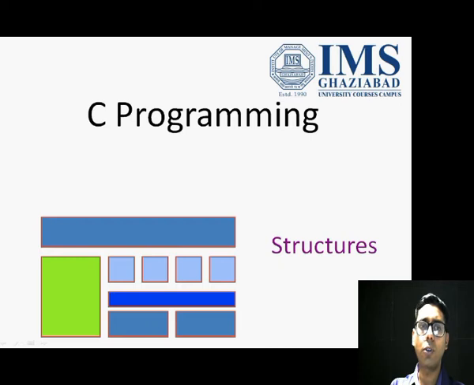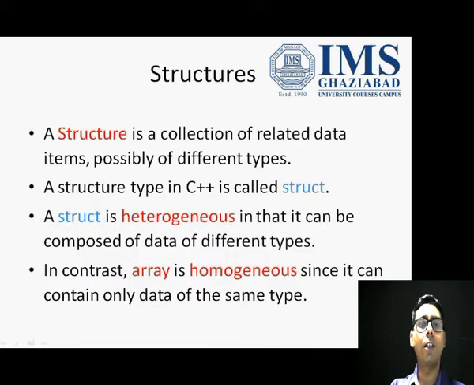Now let's talk about structure. A structure is a collection of data items, possibly of different types, that is, heterogeneous in nature. Whereas a structure type in C is called struct. Here struct is the keyword which is used to define a structure. As I have already told, a structure is heterogeneous in nature and can be composed of different types of data elements, whereas an array is homogeneous in nature. It means if I have an array, then all the elements inside the array are of the same data type. A structure holds data that belongs together.